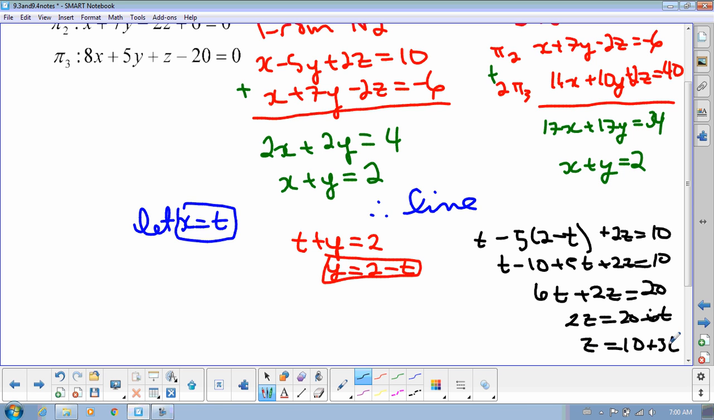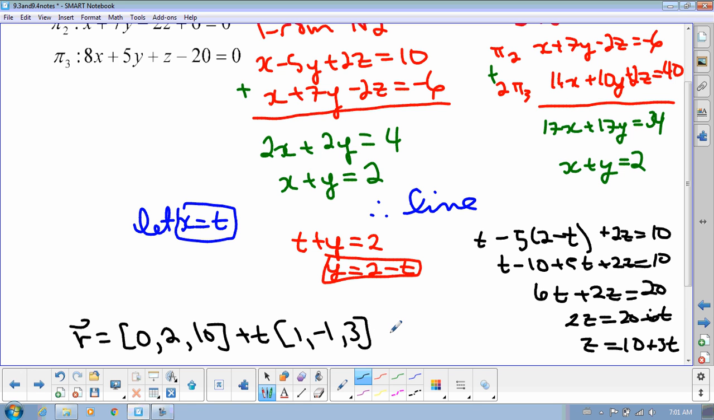plus 3t. So now that means my vector equation, x has a position vector 0, y has a position vector 2, z has a position vector of 10, plus t, x is 1, y is negative 1, and z is 3. So that represents the situation when the equation is going to be a line. Okay, and you can tell because this equation and this equation are identical. So when it's a point, they're not the same. When it's a line, they are the exact same.